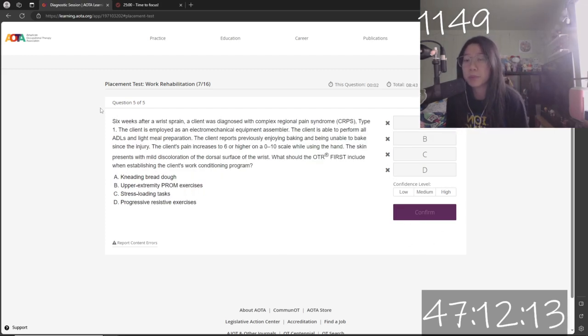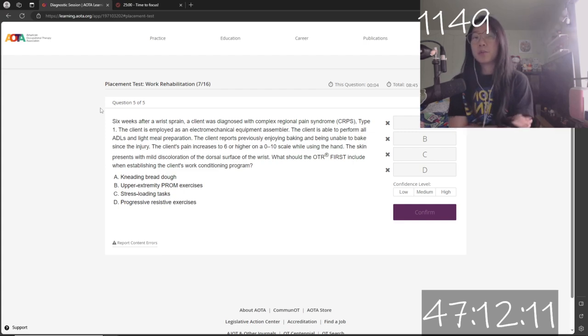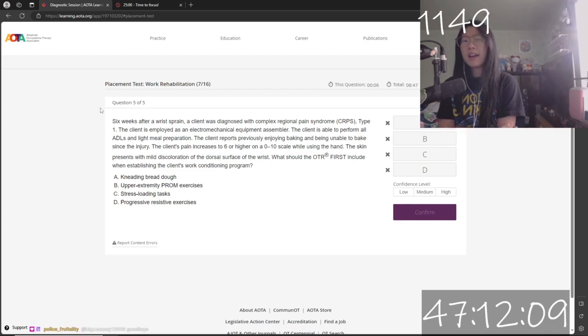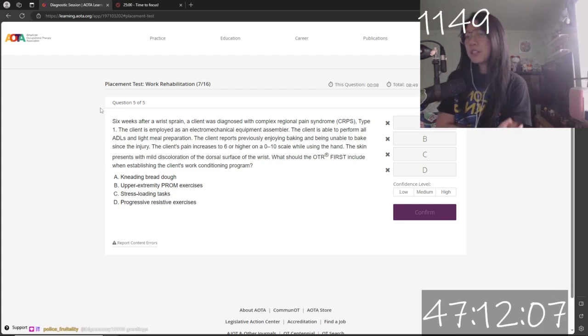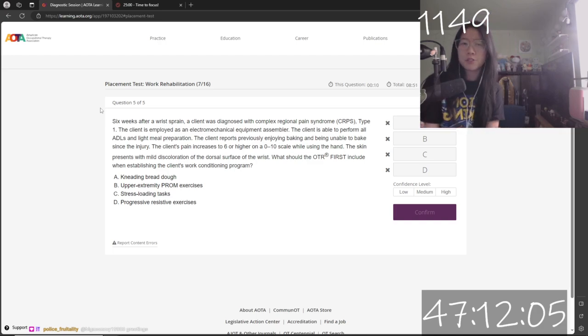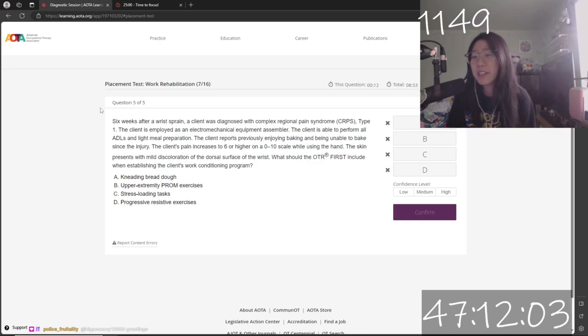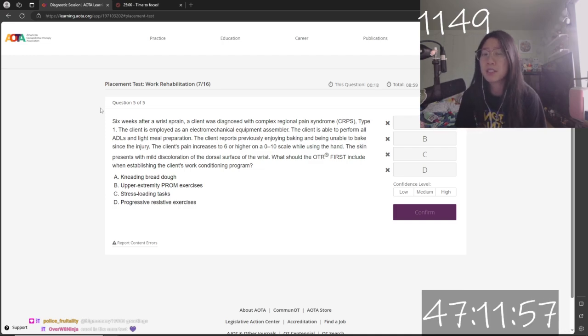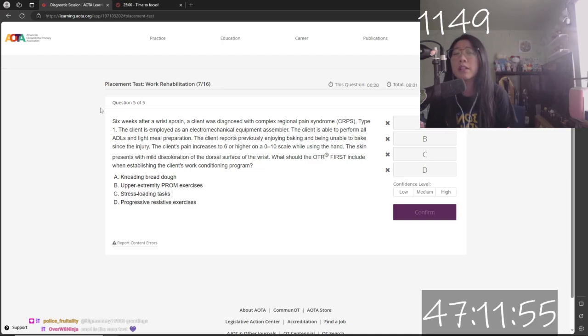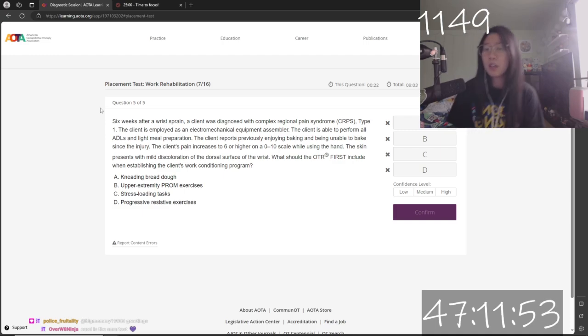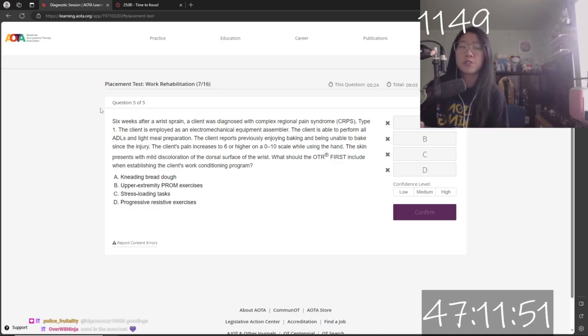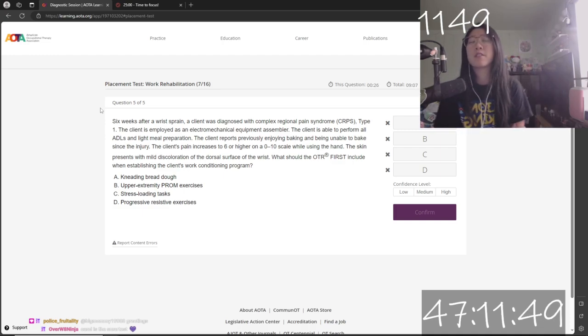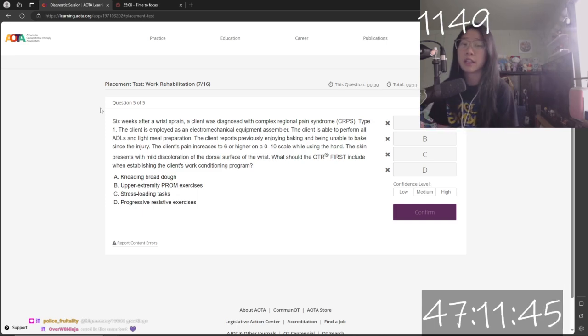6 weeks after a wrist sprain, a client is diagnosed with complex regional pain syndrome. They have asked so much about complex regional pain syndrome, and I don't know what that is very well, type 1, so I'm just kind of guessing. The client is employed as an electromechanical equipment assembler. The client is able to perform all ADLs and light meal preparation. The client reports previously enjoying baking and being unable to bake since the injury. The client's pain increases to a 6 or higher on a 0 to 10 scale while using the hand.